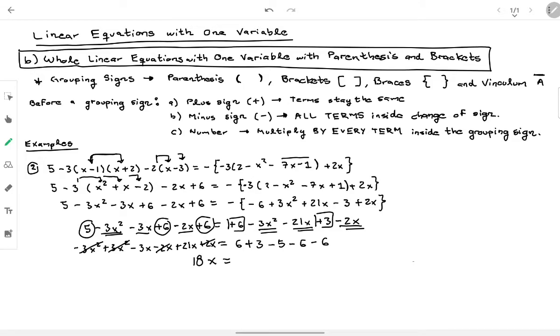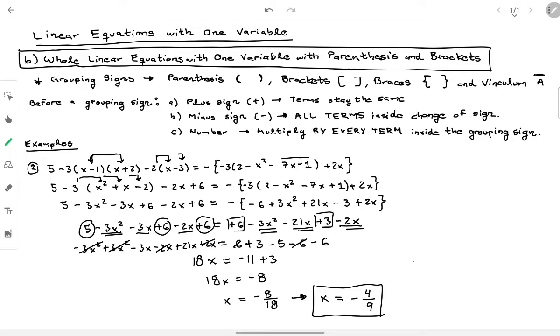And on the other part of the equation, this 6 with this 6 can get eliminated. So it's going to be minus 11 plus 3. So it's going to be 18x equals minus 8. X is going to be minus 8 over 18. We can simplify our answer, and it's going to be x equals, we can divide by 2, and it's going to be minus 4 over 9. And that's going to be our actual answer for the exercise.